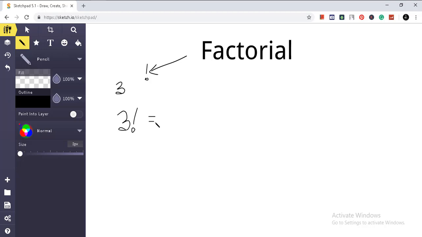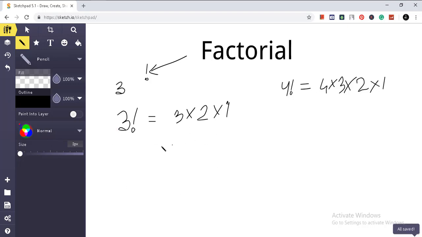So factorial 3 means what? It means 3 multiplied by 2 multiplied by 1, up to 1. Factorial 4 means 4 multiplied by 3 multiplied by 2 multiplied by 1. This is factorial 4. Okay, then what is the result? 3 times 2 is 6, times 1 is 6, so factorial 3 is 6, and factorial 4 means 4 times 3 is 12, times 2 is 24. Okay.